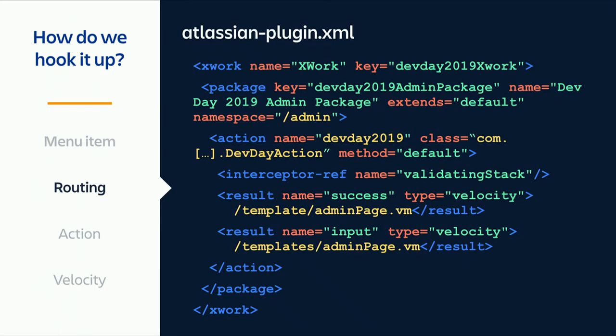This handles URL routing. And concentrating on the text highlighted in yellow, what we have is, when we see references to admin/devday2019.action, this causes the server to invoke the devDayAction class, and then it renders our admin page.vm velocity template. Simple enough. Let's look at the next action class.